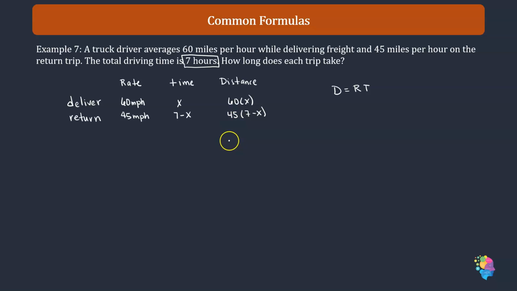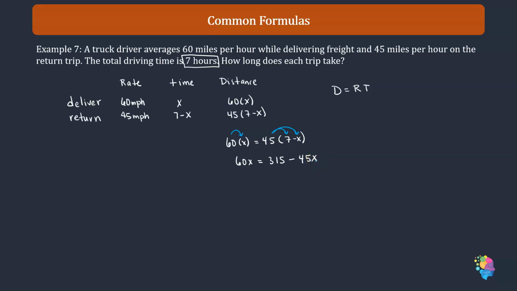So then the equation will be 60 times x is equal to 45 times (7 minus x). We're going to have to distribute these. On the left side, 60 times x is just 60x. On the right side, 45 times 7 is 315. 45 times minus x is negative 45x. We took care of the parentheses.